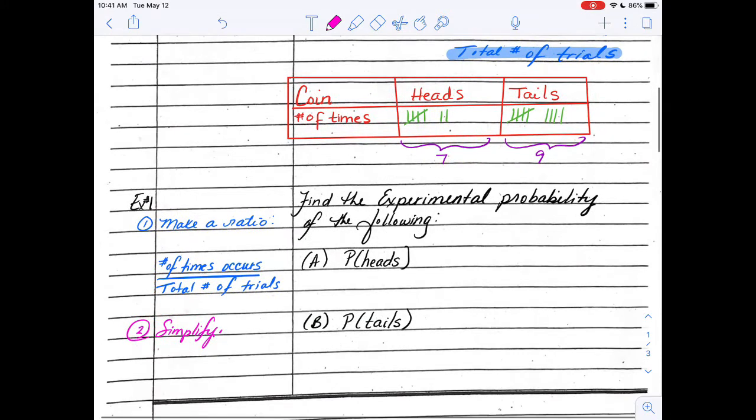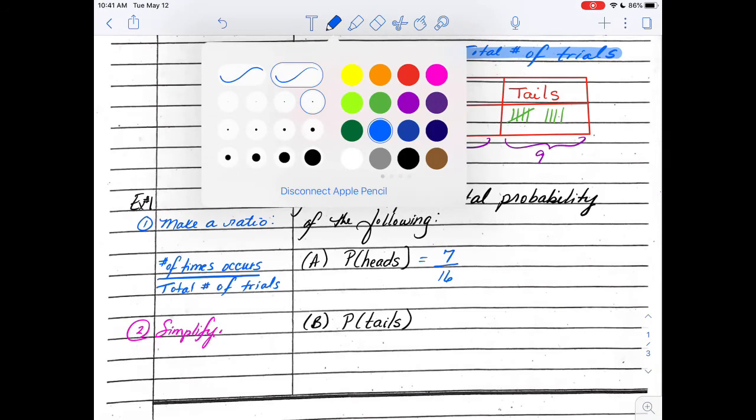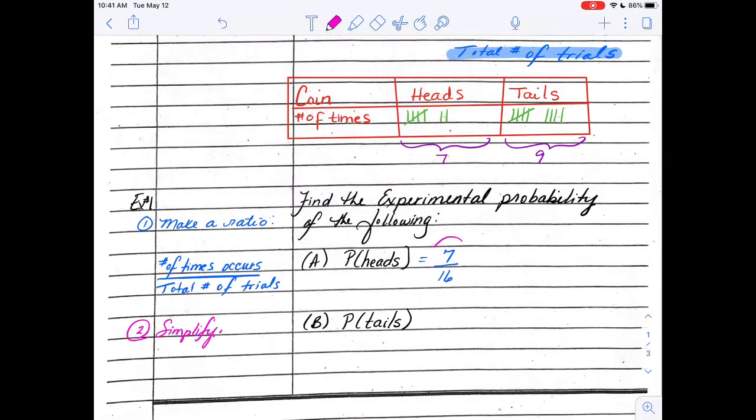So if I said, let's go ahead and find the experimental probability of getting heads, well, experimental probability is that ratio. How many heads did I receive? 7. Out of how many total trials did we do? How many times did we flip that coin? 16. Can I reduce it? I cannot. So my answer would stay 7/16.